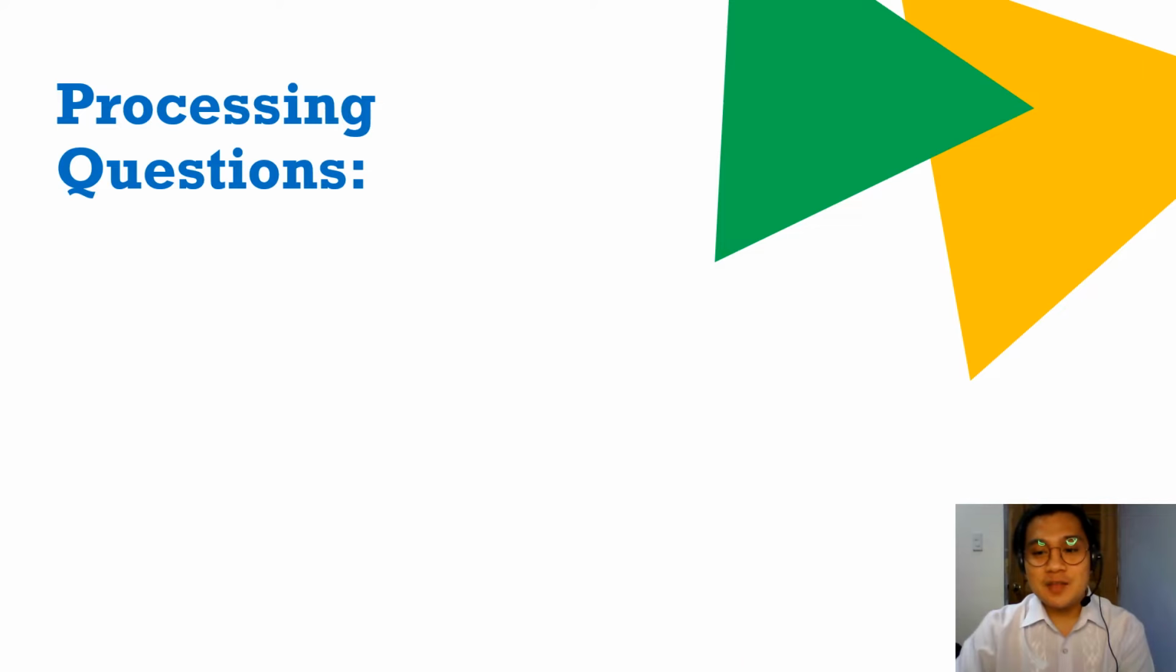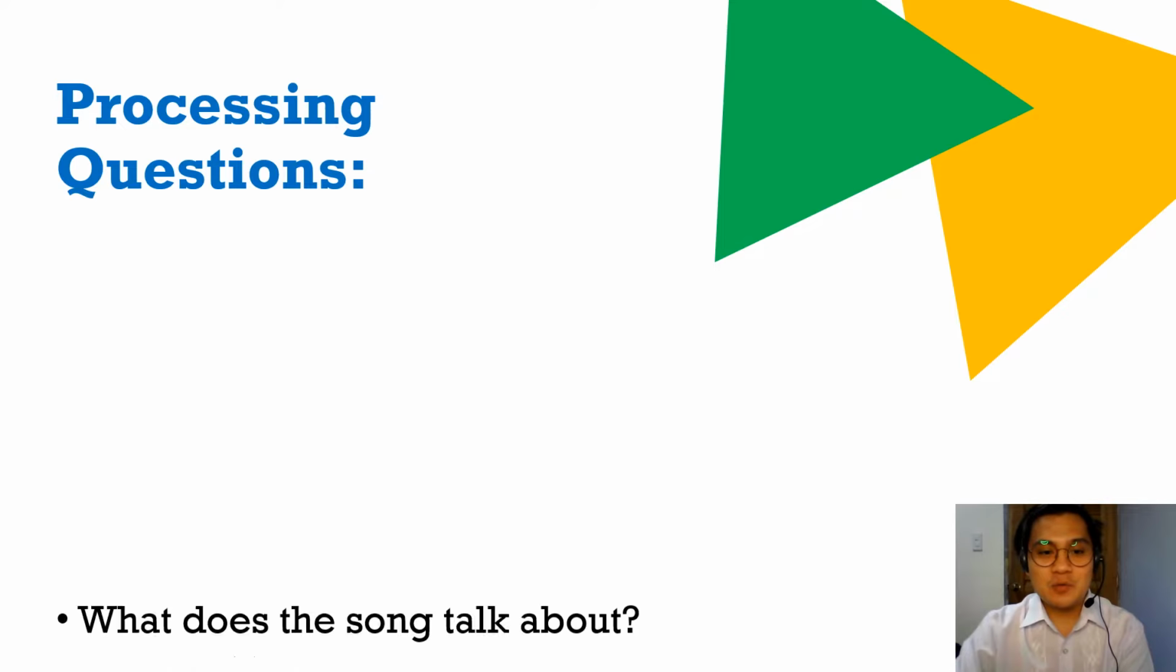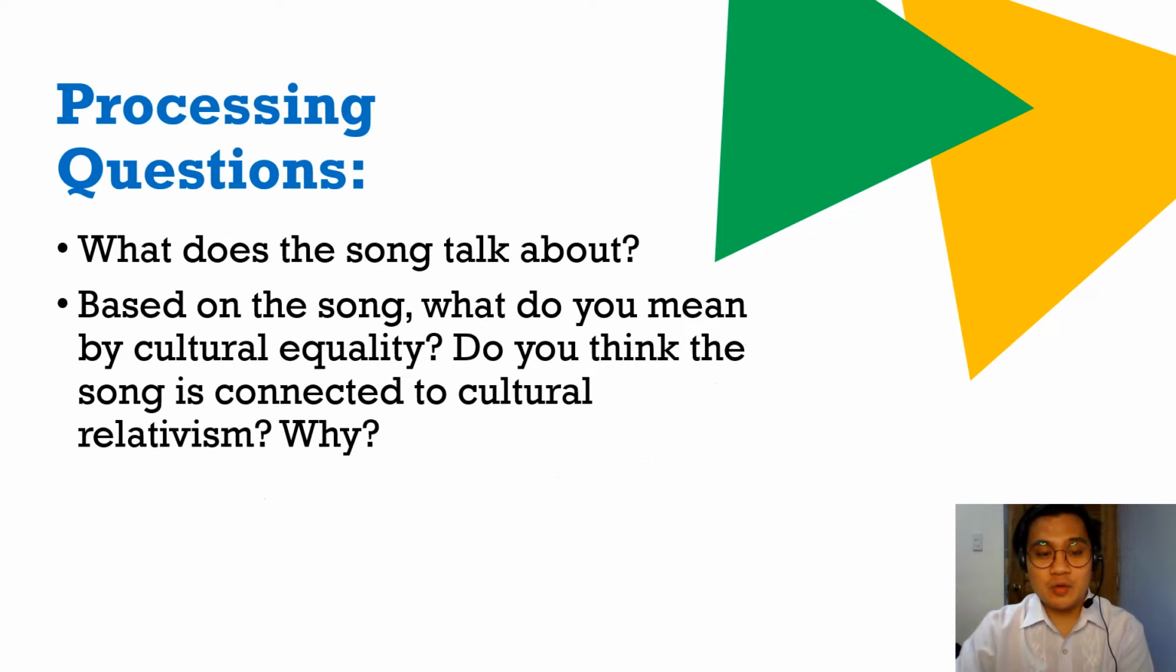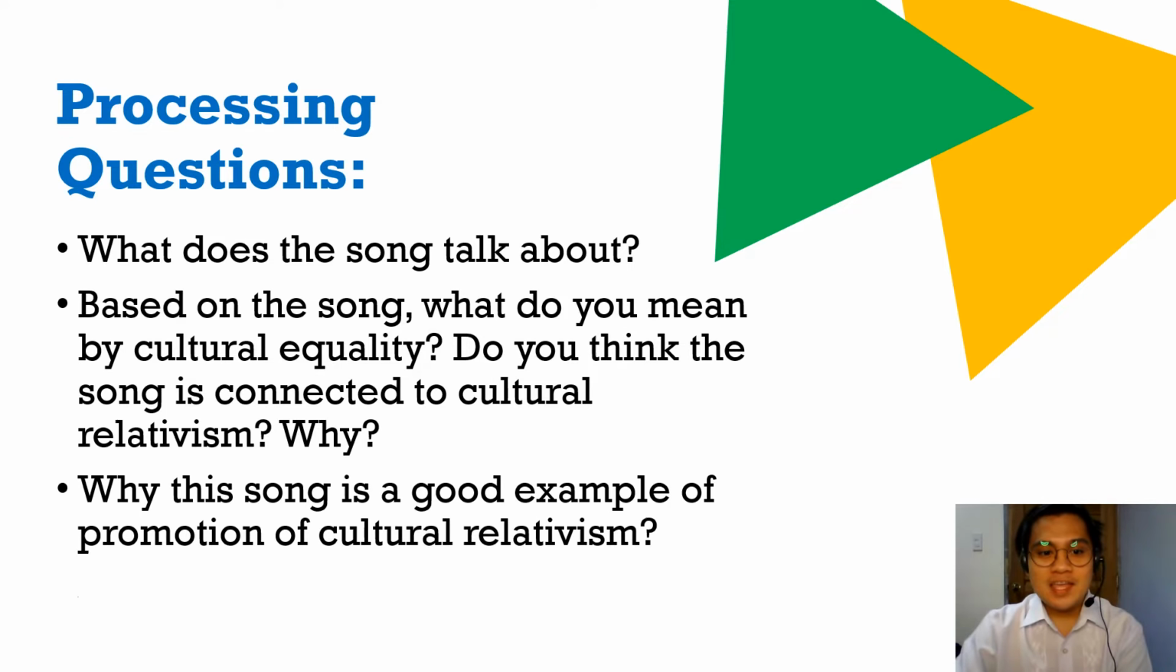Here are the processing questions that you need to accomplish at the end of the video. Number 1. What does the song talk about? Number 2. Based on the song, what do you mean by cultural equality? Do you think the song is connected to cultural relativism and why? And number 3, why is this song a good example of promotion of cultural relativism? Once again, you can pause this video while you are answering the following questions. I hope that you can do this activity.